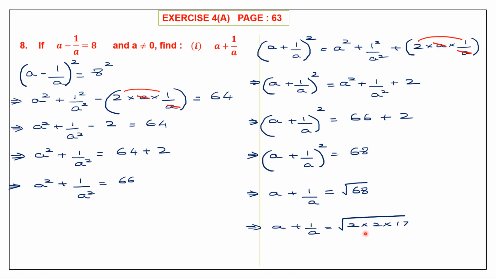Since it's a square root, we need to pair up the identical numbers. So the pair here will be 2 and 2. We can take out 2 from that. So a plus 1 by a will be equal to, we are removing 2, but the 17 we cannot remove because it doesn't have another pair. So that will remain within the root. So this is 2 root 17. So the answer to a plus 1 by a is 2 root 17, and this could be plus or minus. So positive or negative, plus or minus 2 root 17 is our answer.